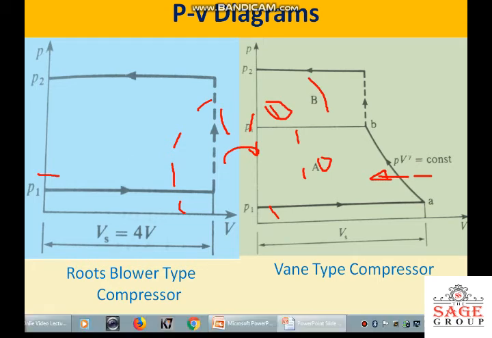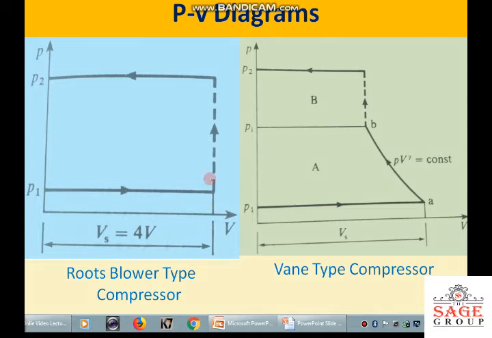Now we can also see the PV diagram here. So for the roots blower type of compressor, this pressure is P1 and the delivery pressure is P2, and so the pressure P2 is achieved from the pressure P1, and it happens at this constant volume. Here the volume is constant. Also the shaft volume is 4 times the volume which is entrapped in one side of the lobe. So it is because of the irreversible mixing of the air from the air entrapped.